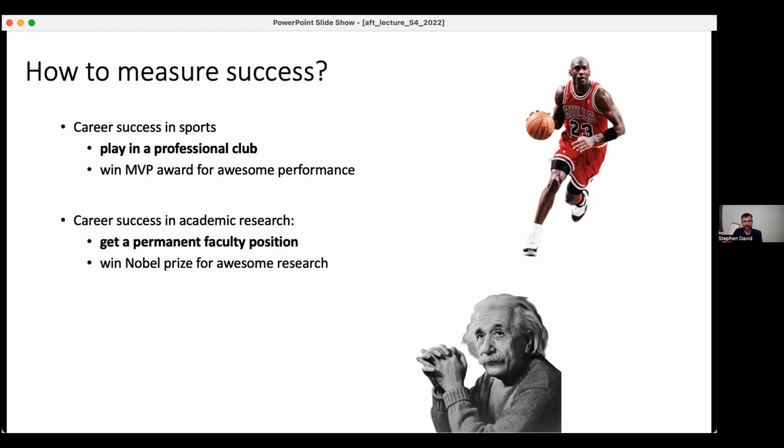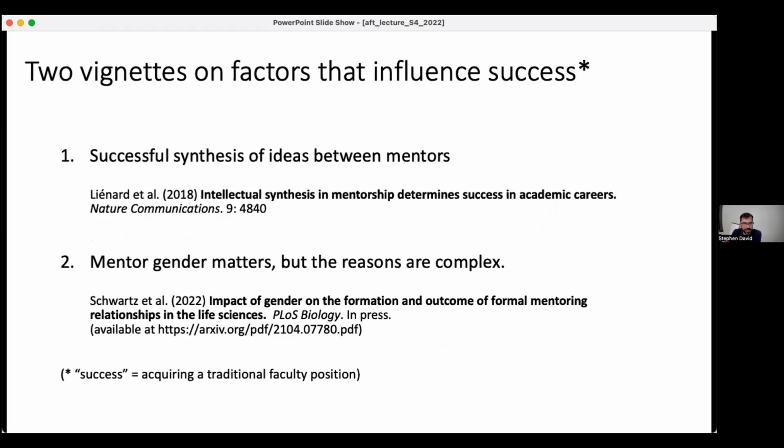In a more mundane world, well, I want to get a job, right? So can I get a job as a professional athlete, or can I get a faculty position? That's certainly one step on the road to success in academic research. And again, that's a working definition that we have, which is success. Maybe there's a better word for this, continuation.